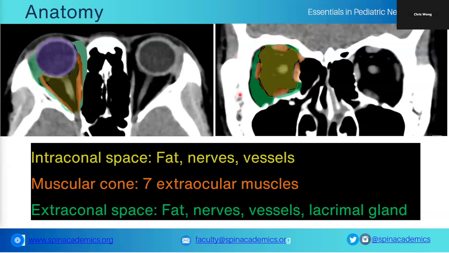Because of the nearly enclosed location of the intraconal space, we usually think about neurovascular or lymphatic lesions in the intraconal space first. On the other hand, the extraconal space is located at the periphery of the orbit, so soft tissue or bone lesions will come to mind for the first differential diagnosis. And now I would like to go through some common and important pathologies to illustrate this.